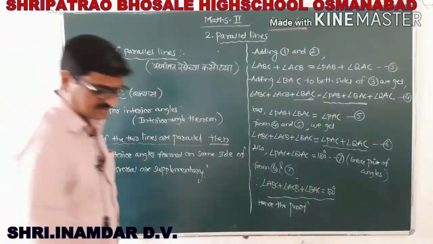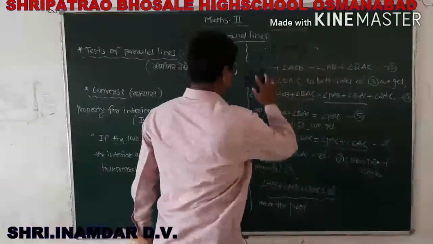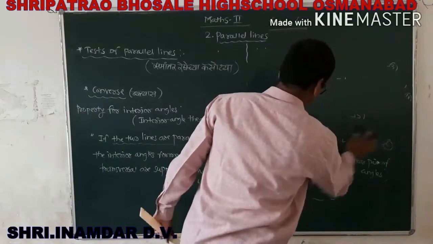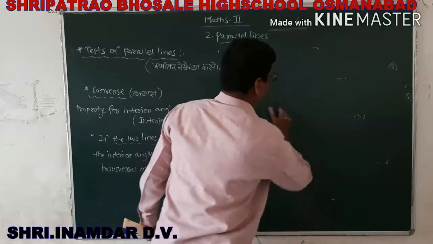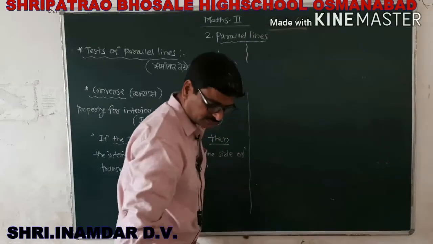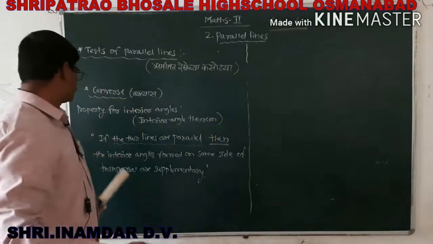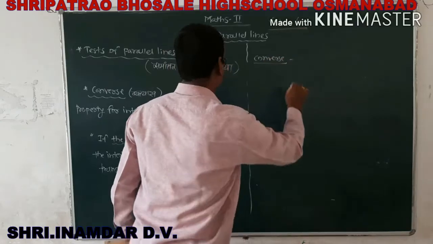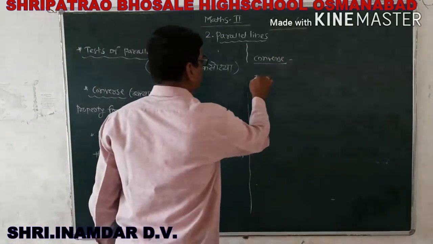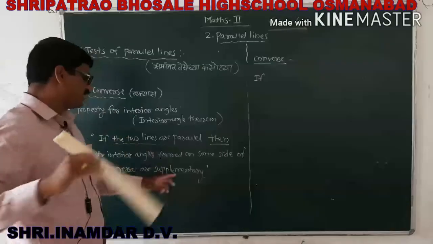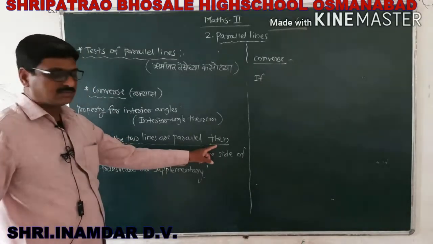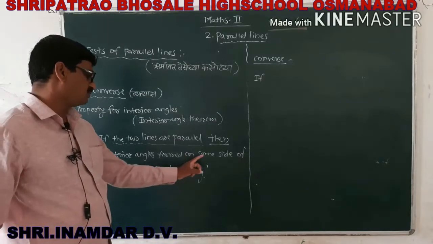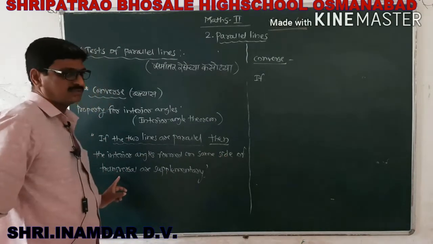आता याचा आपल्याला व्यत्यास करायचा आहे. So what is its converse? We write the converse statement like this. If we write if, then after if we write the statement that was after then: the interior angles formed on the same side of the transversal.